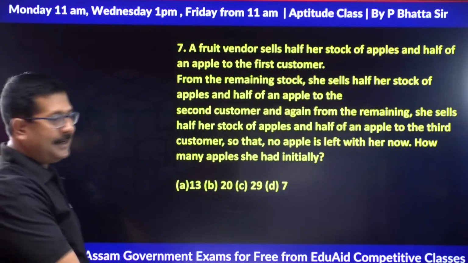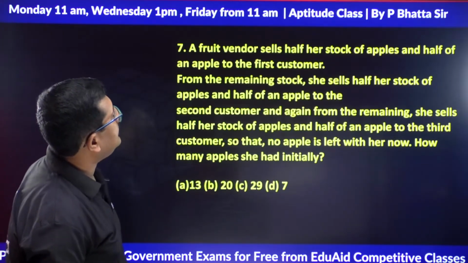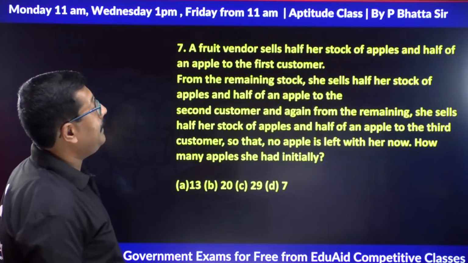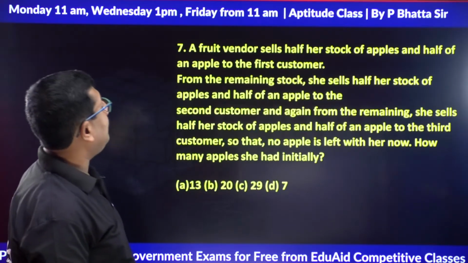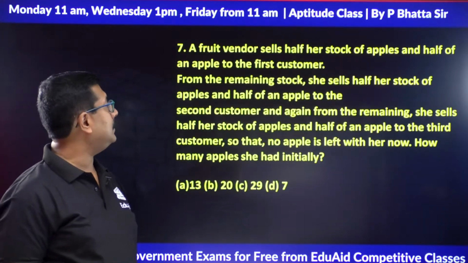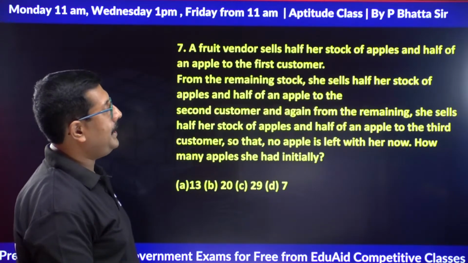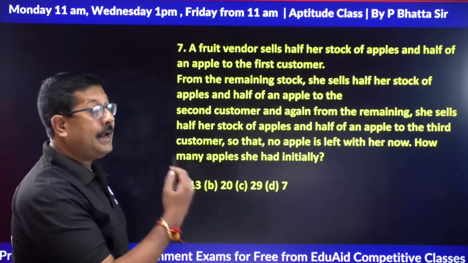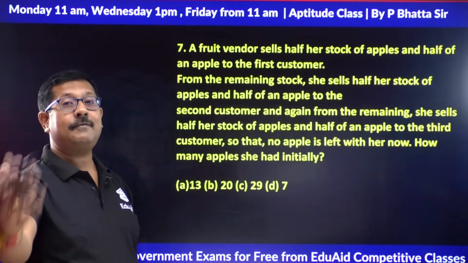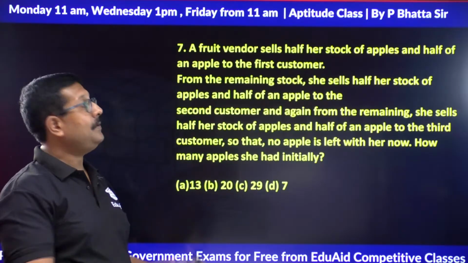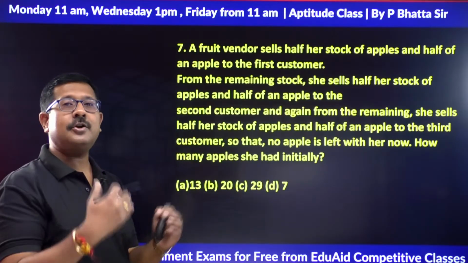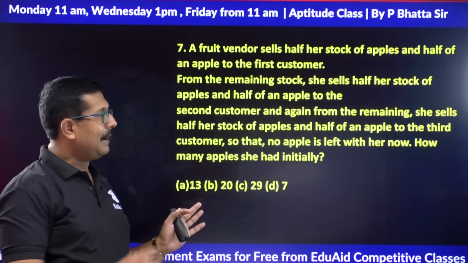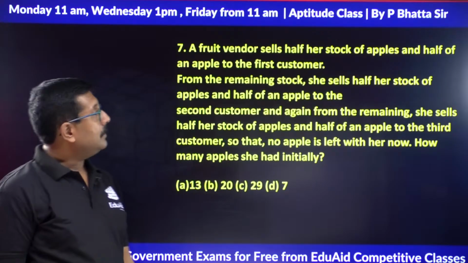So first you read and understand the question. A fruit vendor sells half her stock of apples and half of an apple to the first customer. From the remaining stock she sells half her stock of apples and half of an apple to the second customer, and again from the remaining she sells half her stock of apples and half of an apple to the third customer. আমি কি দেখি আছো, প্ৰত্যেকবাৰে same operation হৈ আছে: half her stock, half of apple. So যেতিয়া এনেকুৱা ধৰণৰ same rule এটা কোৱেশ্চনত ৰিপিট হ'ব, আমি ম্যাক্সিমাম প্ৰিফাৰ কৰিম অপচন এপ্লাই কৰিবলৈ। অপচন এপ্লাই কৰাৰ লগে লগে আমাৰ ক্যালকুলেশনটো সিম্পল হৈ যাব.